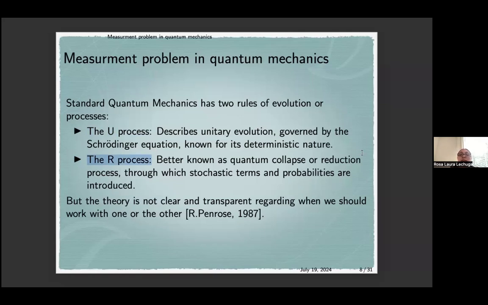So the problem is that you have two evolutions, but the theory doesn't say anything about when one should use the unitary process or when we should use the reduction process. So at this level, we have a theory which involves two evolution processes, and the theory doesn't say anything about when we should use the first, for example, or the second. Are there questions? No.